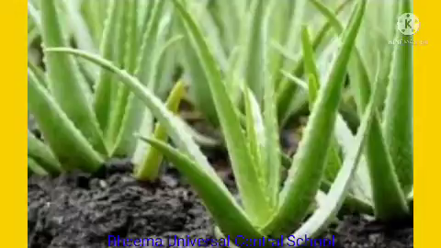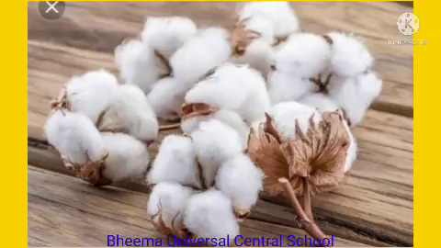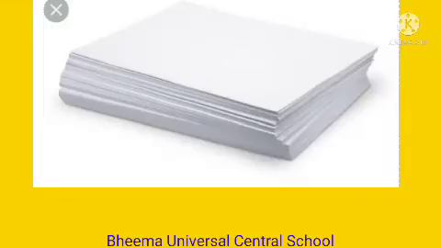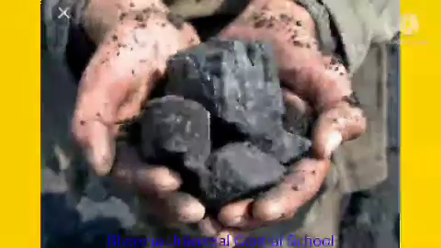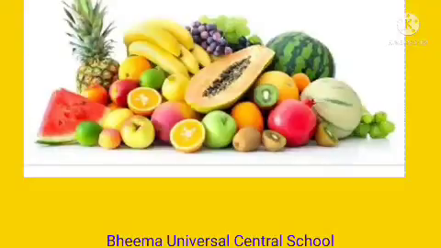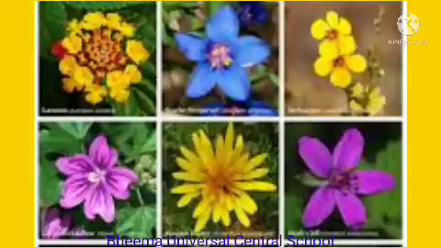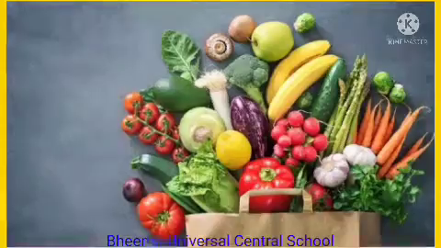Many other valuable products, including medicine, cotton, rubber and paper, are prepared or made from plants. Coal comes from dead and decayed plant matter. Plants give us fruits, flowers and vegetables.